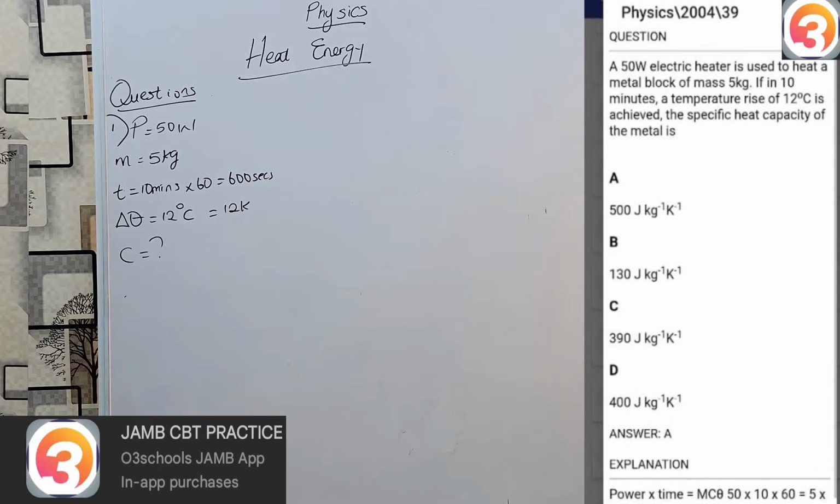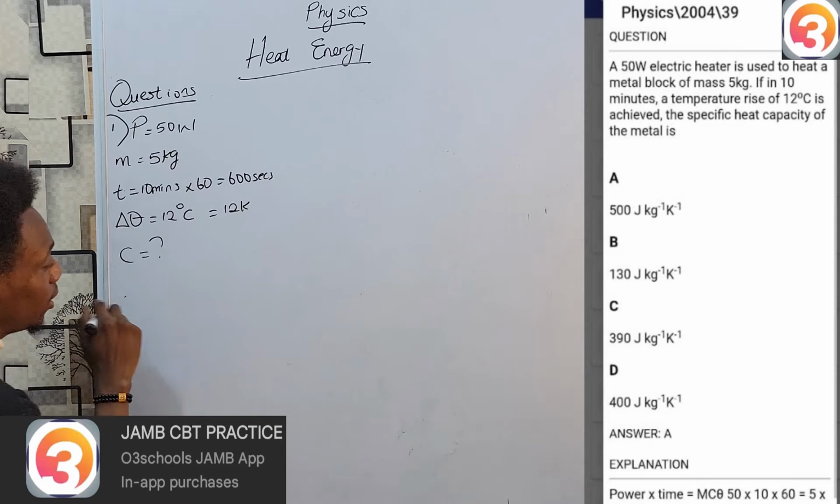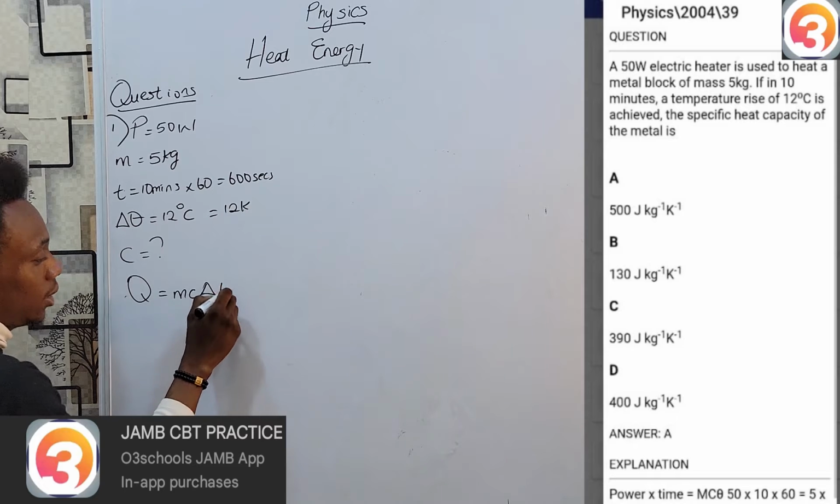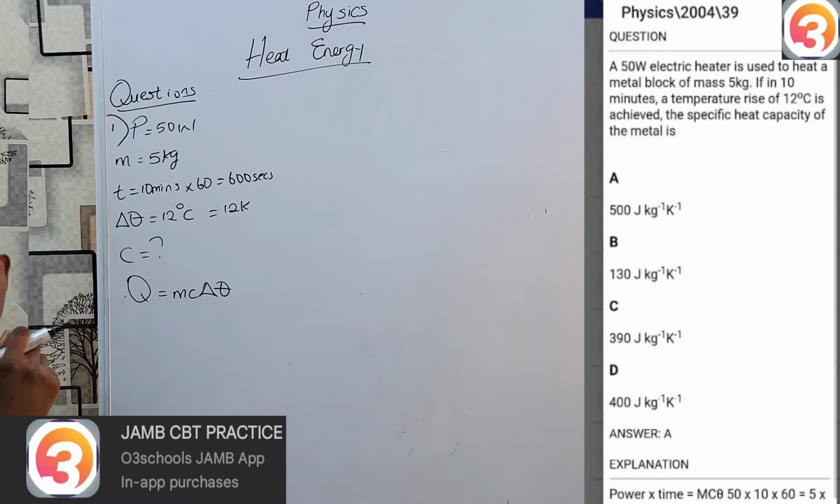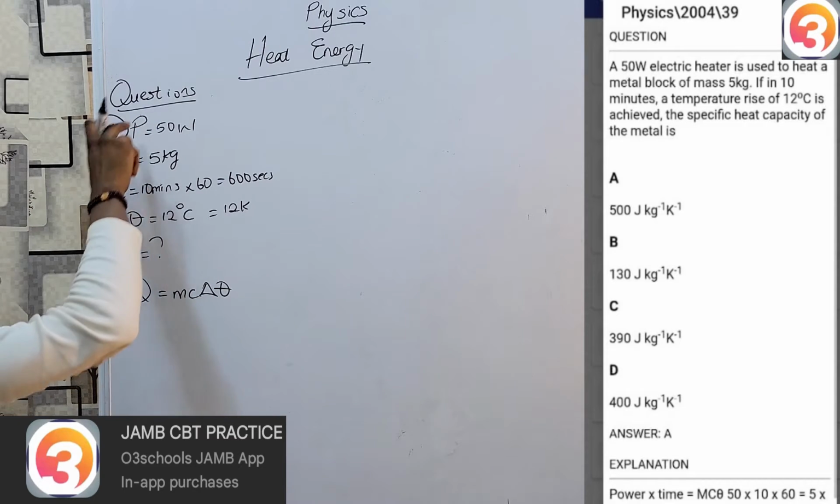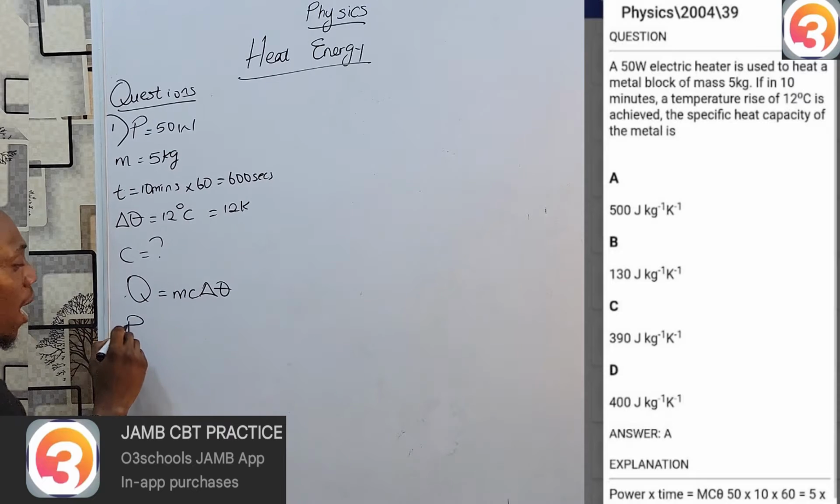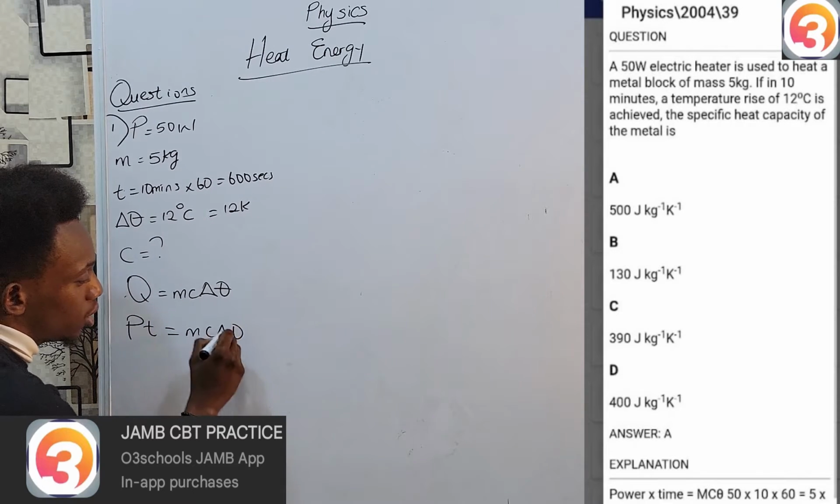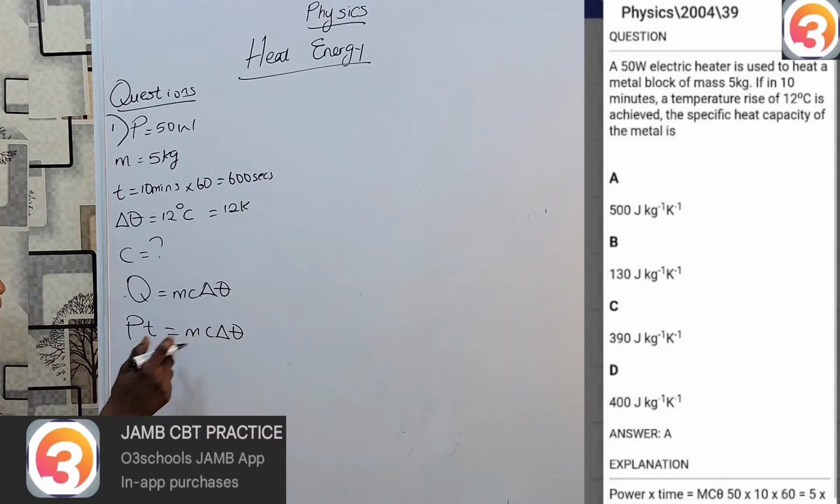Now, we have an electric heater, and as you are aware, we said heat equals MC change in theta. Where is this heat coming from? The electric heater. What's the energy of this heater? Power times time equals MC change in theta. So you want to find C.